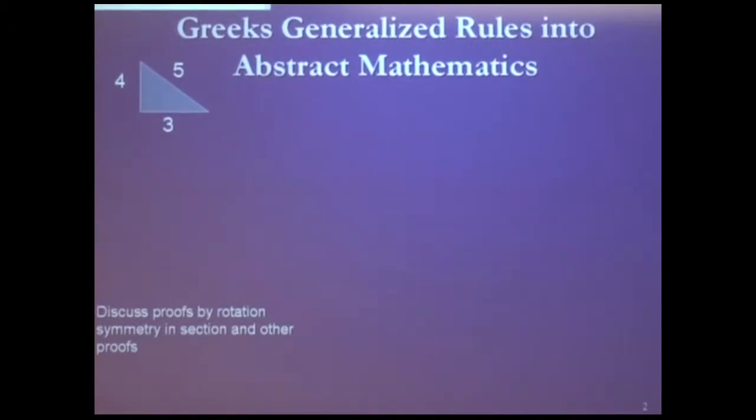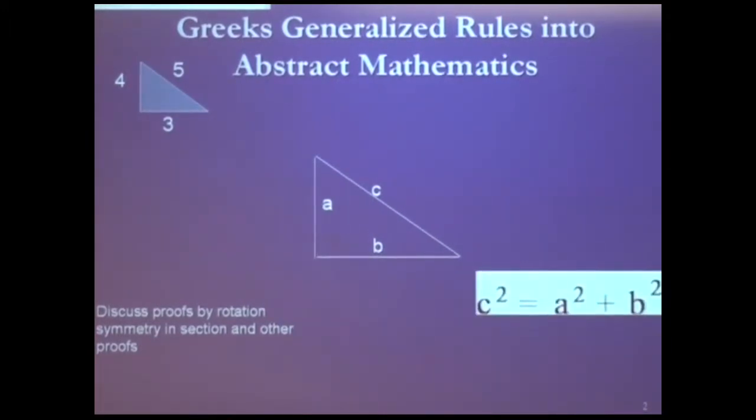I talked about Thales' similar triangles, and today I want to talk about Pythagoras' theorem, where he learned the special case of the 3-4-5 triangle being a right triangle, and he generalized it to this triangle: that if this triangle is a right triangle, then this general rule holds. And he gave a proof of that.